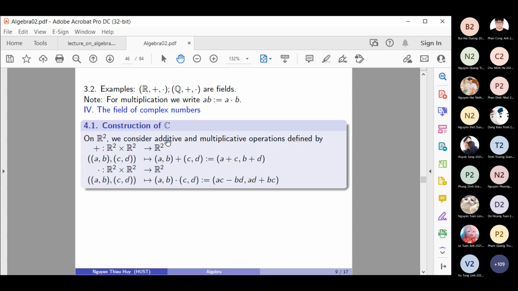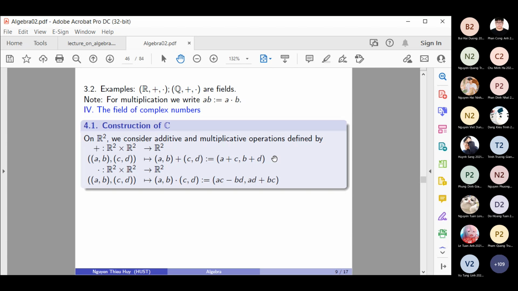And on this set, we consider the additive and multiplicative operations. They are binary operations defined this way. Addition is simply a mapping going from R square times R square to R square. You take a couple in this Cartesian product, the elements (a,b) and (c,d), and it's mapped to the sum (a,b) plus (c,d), defined by corresponding components: a plus c and b plus d. This is a very natural definition for the addition.